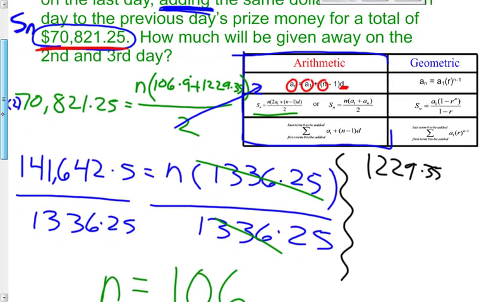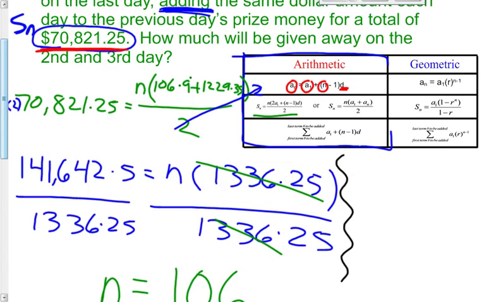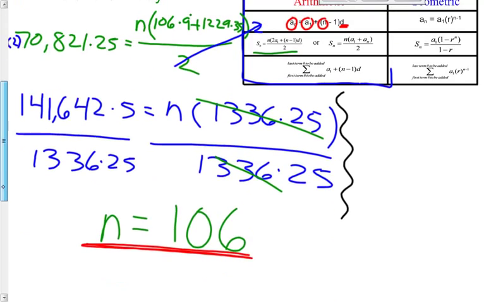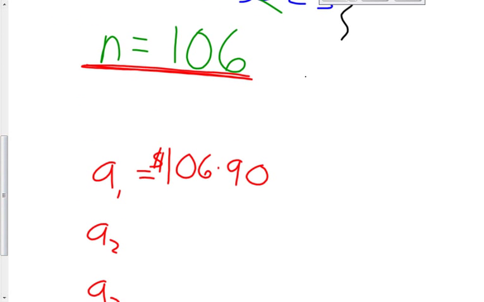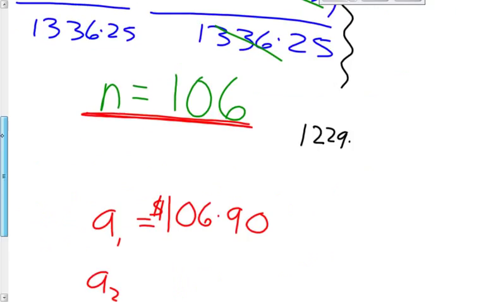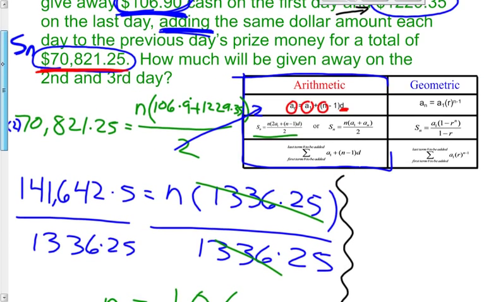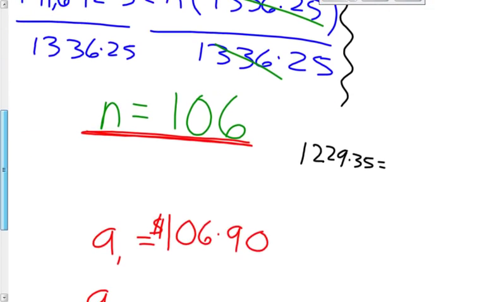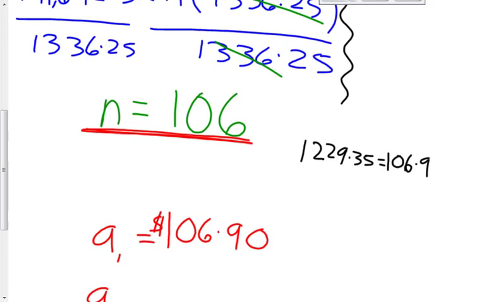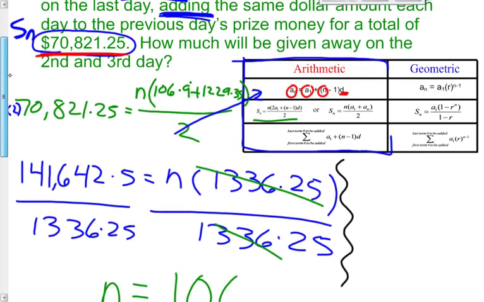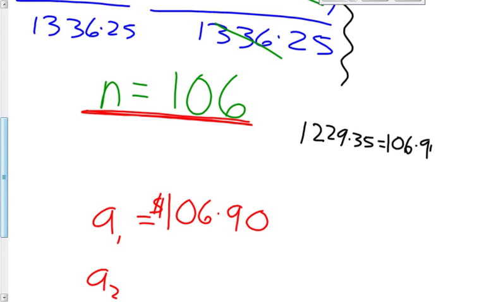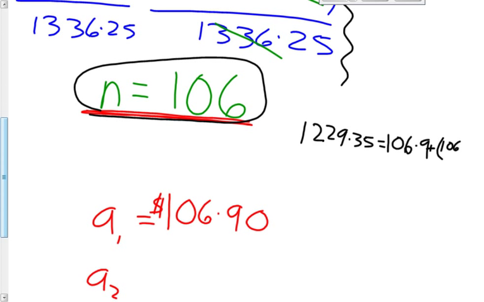1,229.35. I'm going to run out of room here. Let me erase this and bring it to the bottom. So 1,229.35 equals the value of the first term, which is 106.9, plus the quantity n minus 1, which now n minus 1 is, n is 106. So 106 minus 1 multiplied by that common difference, and that's what I want to find.